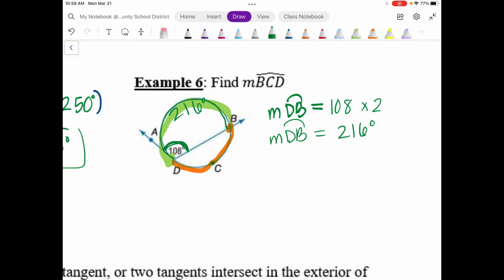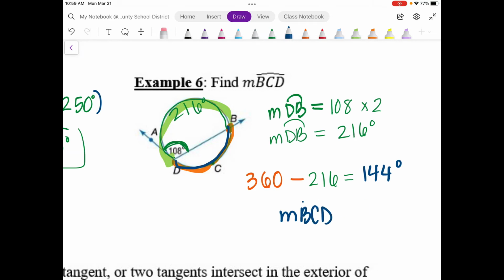But I'm looking for BCD, and BCD is going to be the remaining part of the circle. Now a circle adds up to 360, and I don't want the 216 of that. So that means the remaining measurement is going to be 144. So the measure of BCD is going to equal 144 degrees.